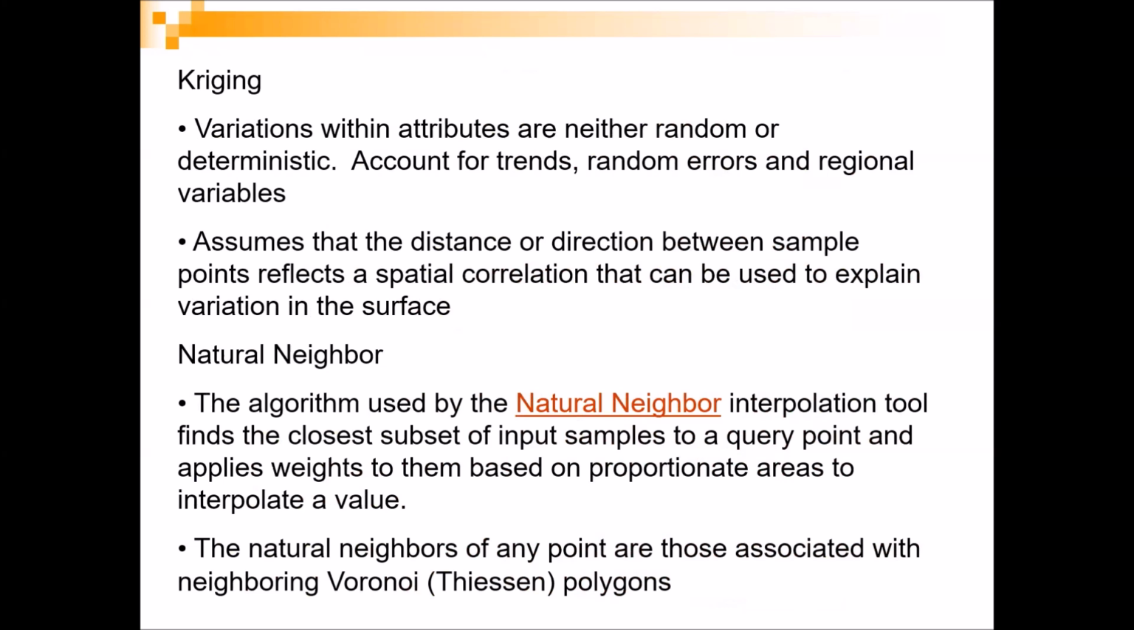A couple others that I will mention, we have something called Kriging. It looks at a deterministic model. Variations within our attributes are neither random nor deterministic, and so random errors are recognized with regional trends. It seems the distance and direction between sample points reflects a spatial correlation that can be used to measure the variation on the surface. So these are some words we've used before.